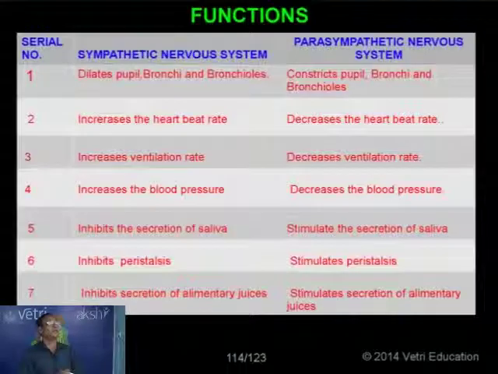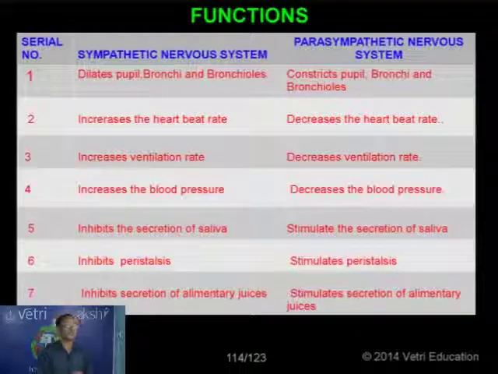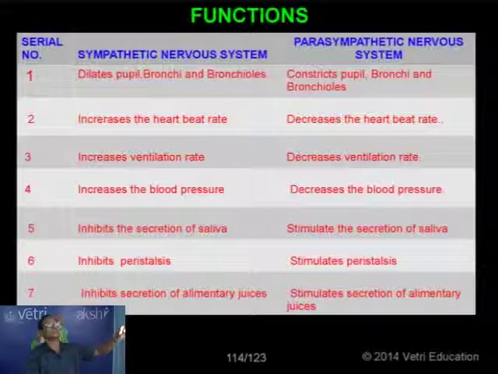Now here is the comparison between the functions. So 1, 2, 3, 4, you see that. In all these cases, the sympathetic nervous system has an accelerated effect. It dilates the pupil and bronchioles, increases the heartbeat rate, increases the ventilation rate, that is the pulmonary ventilation, and increases the blood pressure. In all these four cases, the parasympathetic nervous system has an inhibitory effect. It constricts the pupil and bronchioles, decreases the heartbeat rate, decreases the ventilation rate, and decreases the blood pressure. But for the last three, it has an accelerated effect, as I mentioned earlier.